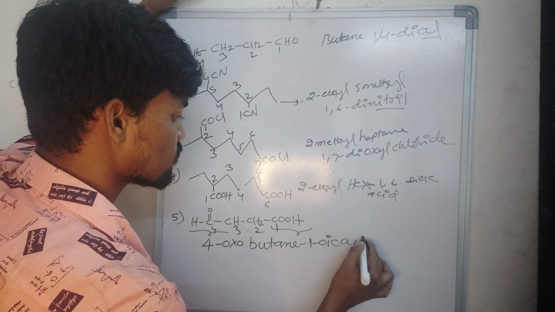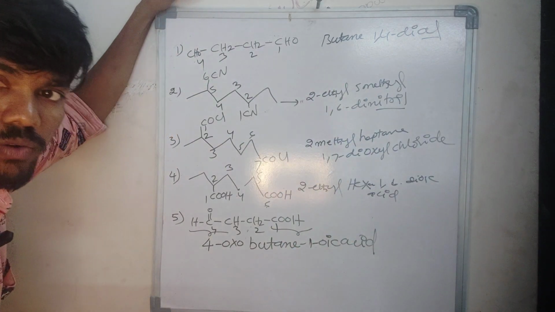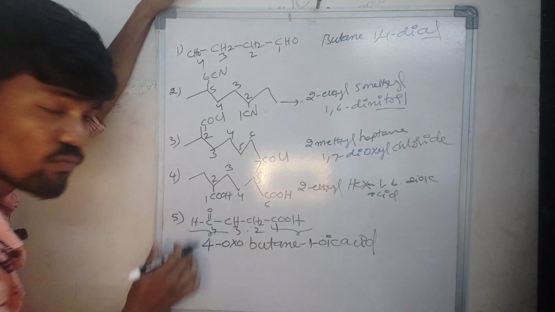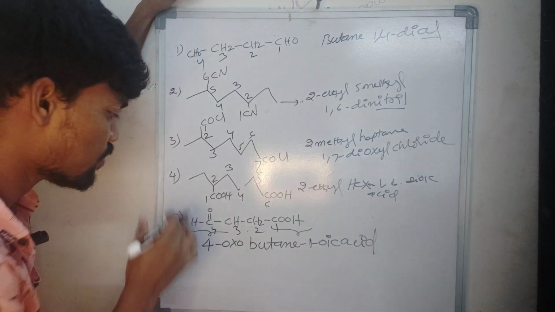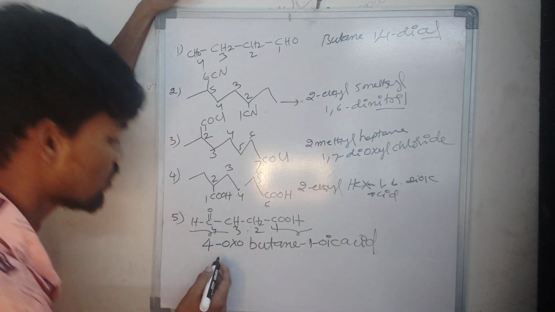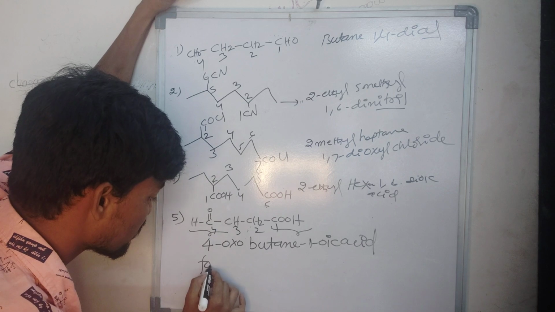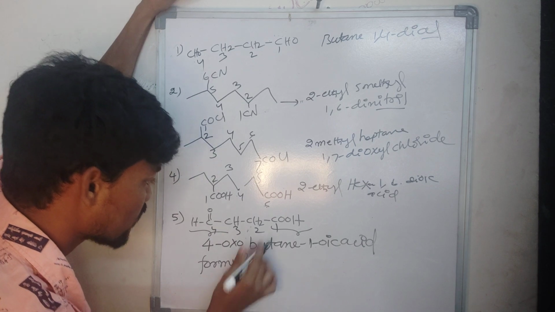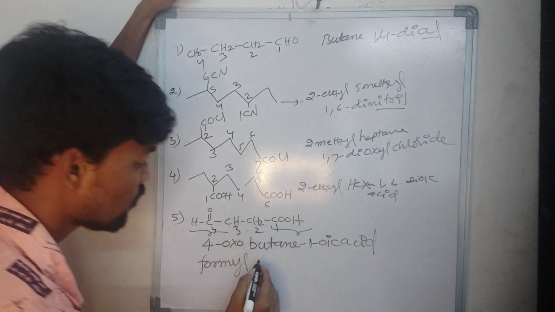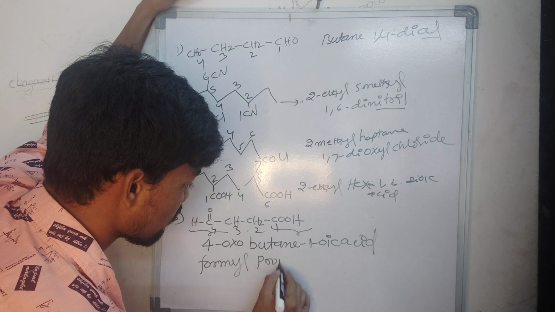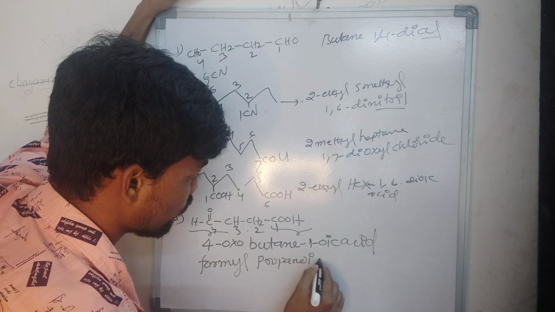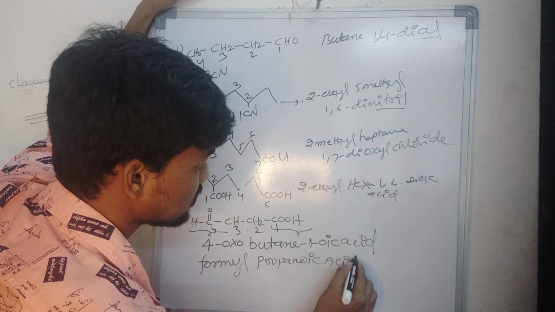You can write like this also. Butane 1 oic acid. If you take it as a formal group, if you are not counting this number, formal means totally this carbon not counted. Formal, you have to take these 3 carbons only. Propanoic acid. This is the correct option.